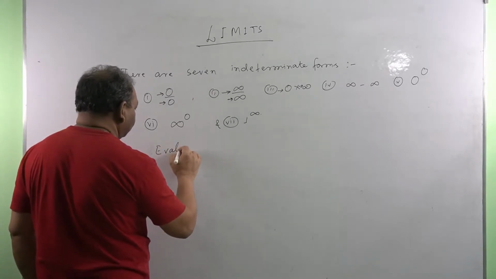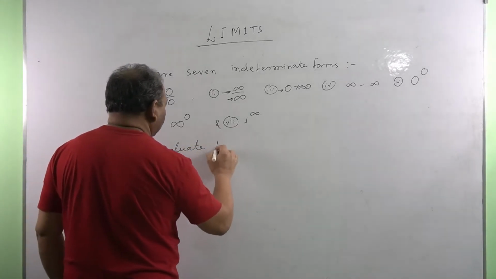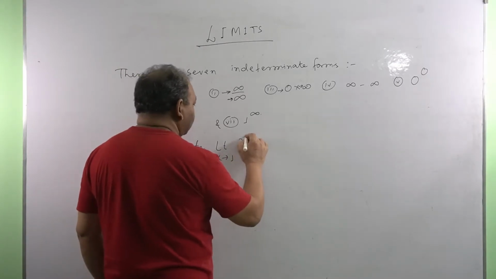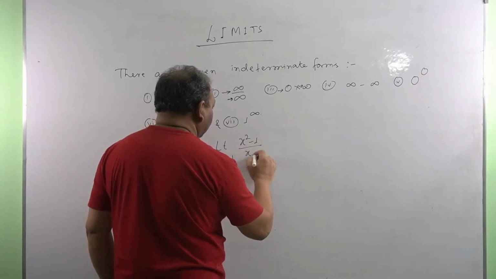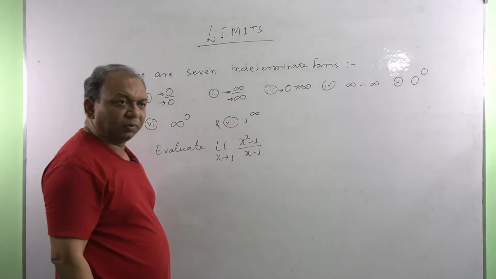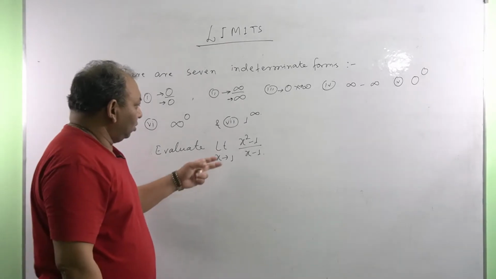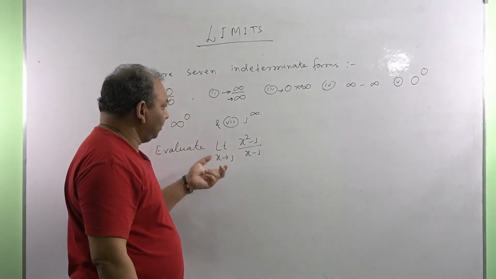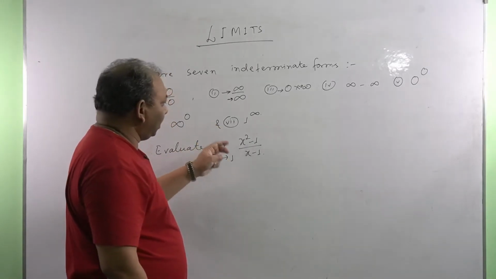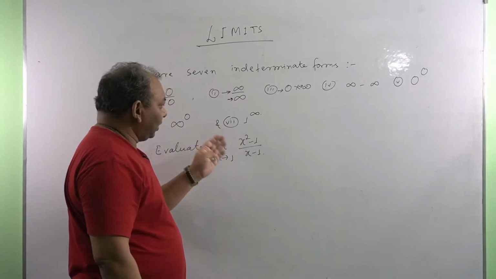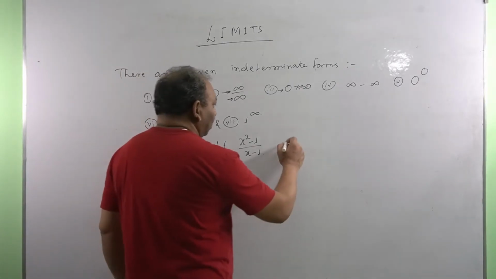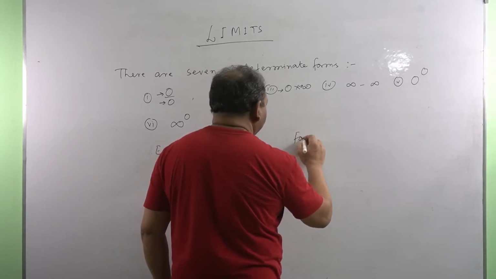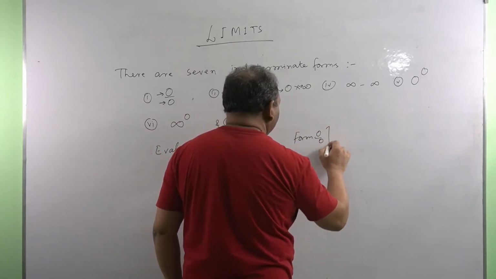Evaluate the limit as x tends to 1 of (x square minus 1) by (x minus 1). This is a very easy, simple example. This can be evaluated by expanding or the factorization method. So now if we put x equal to 1 here, then we will get the 0 by 0 form.